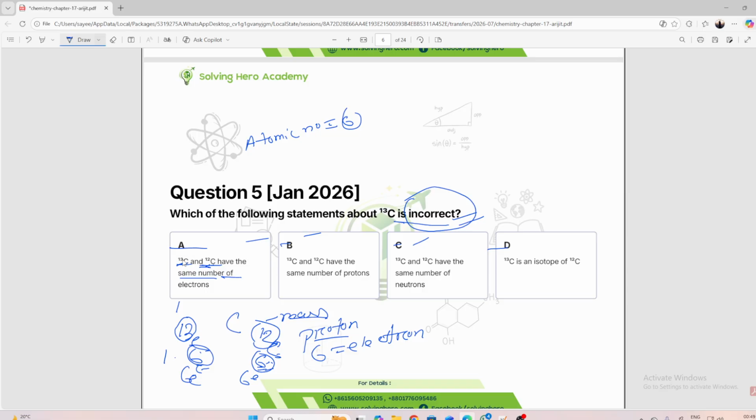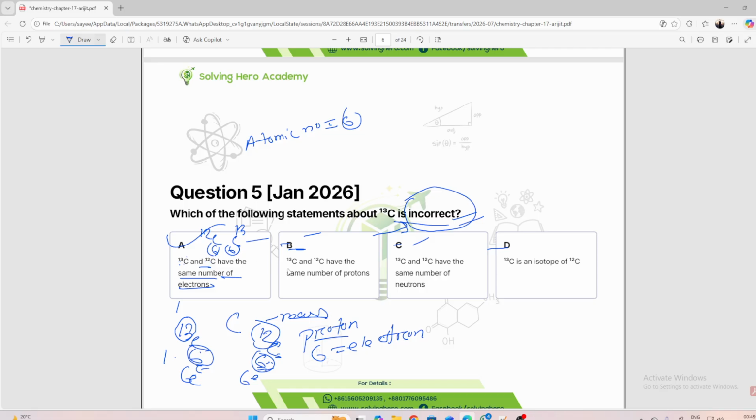Am I clear? So this 13 carbon has a mass of 13 and this carbon has a mass of 12, but these have the same number of protons, so the same number of electrons. So this statement is true. Am I right? Because these two carbons have the same number of protons, that means the same number of electrons, so the statement is true. But you have to find out the incorrect one.